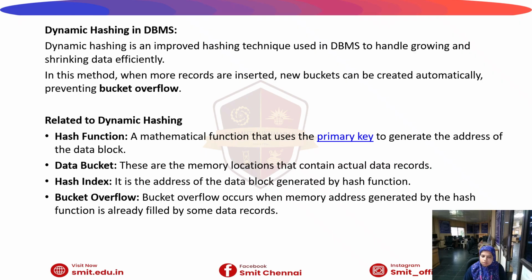The main components of dynamic hashing are the hash function, data buckets, hash index, and bucket overflow. The hash function is a mathematical function that uses a primary key to generate the address of the data. Data buckets are memory locations that contain actual data records. The hash index is the address of the data blocks generated by the hash function. Bucket overflow occurs when the memory address generated by the hash function is already filled by some data records.